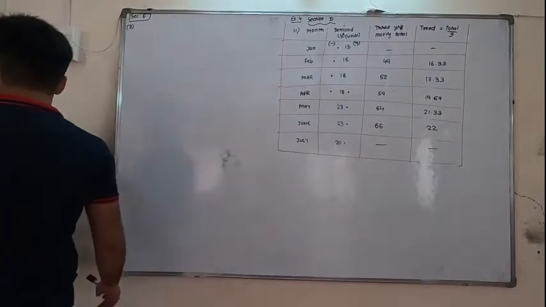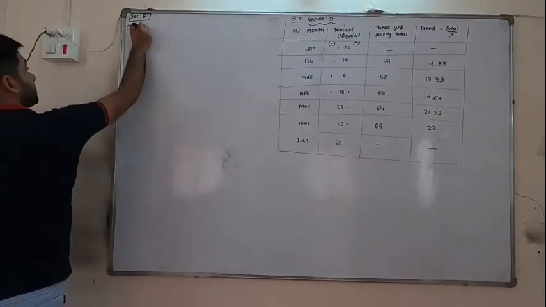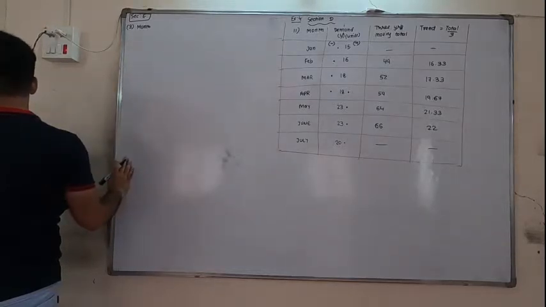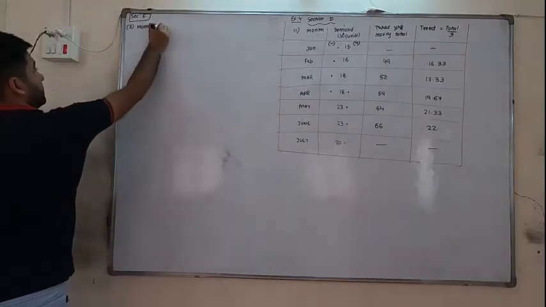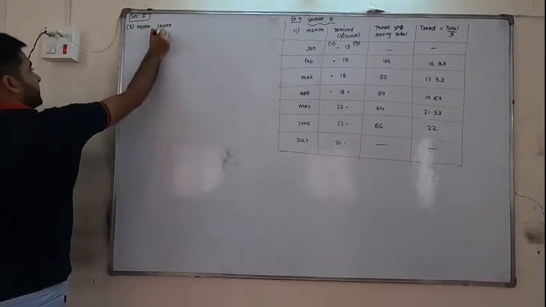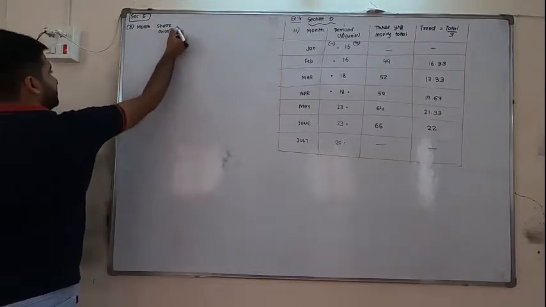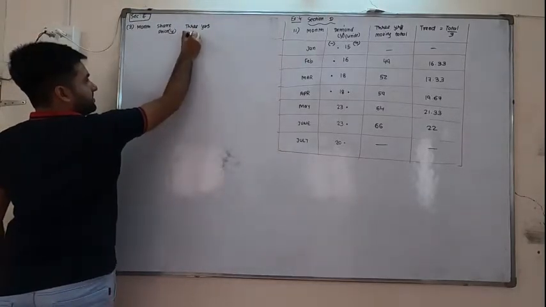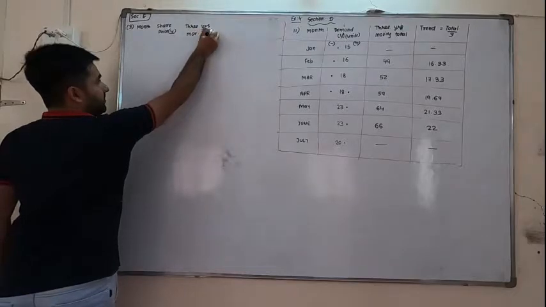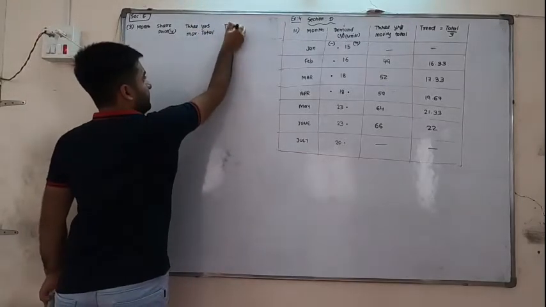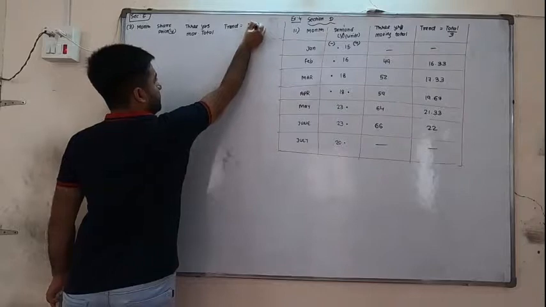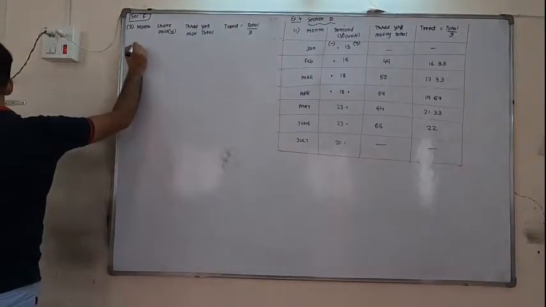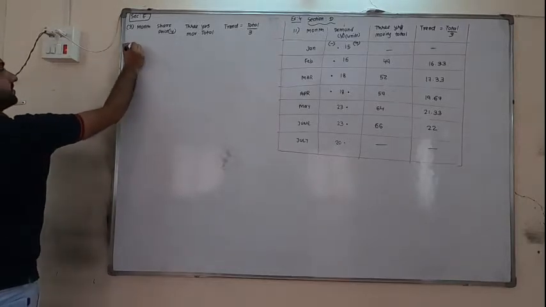Instead of year, they are using months. Month. Share price, that is Y. Now, which are the columns? 3 monthly moving total. Then trend is equal to total upon 3. Now the columns from April to January.